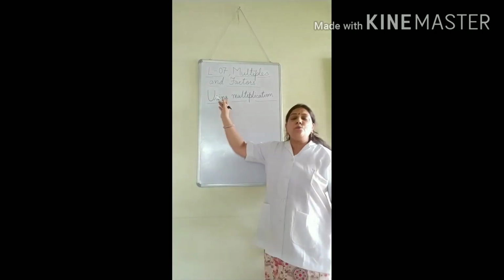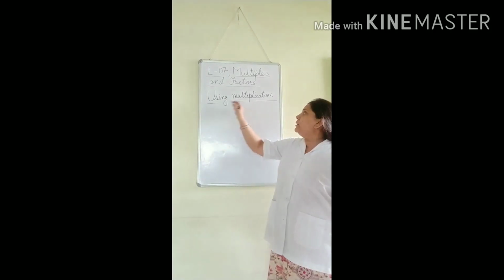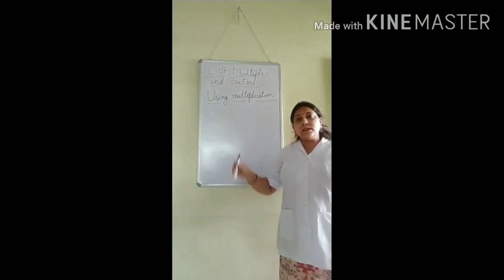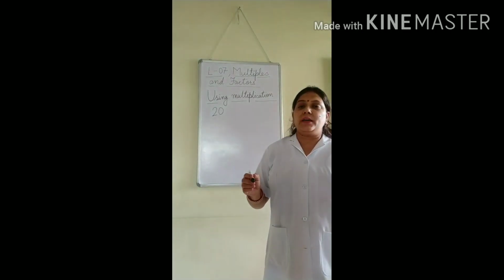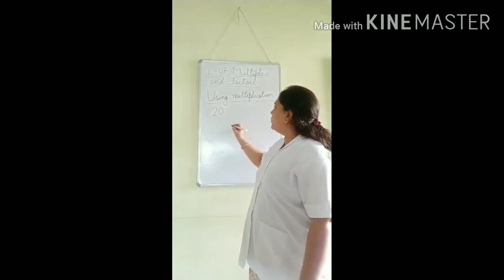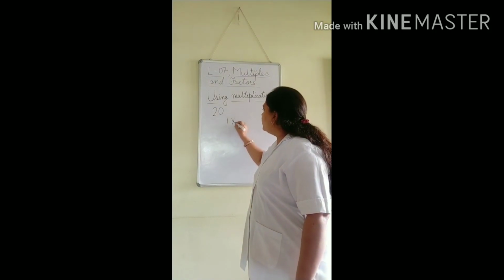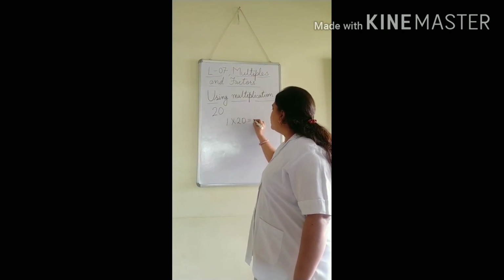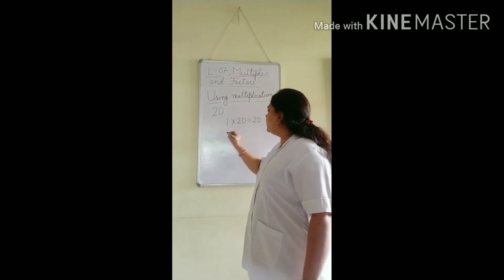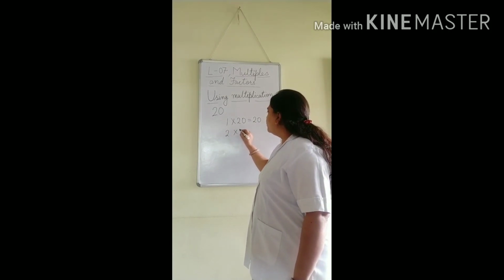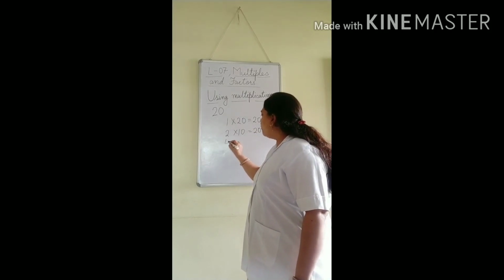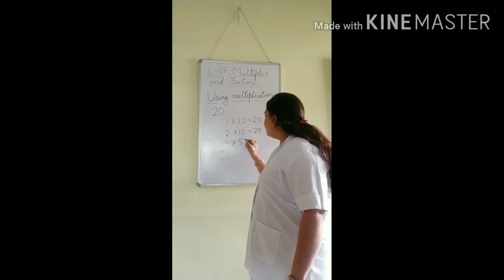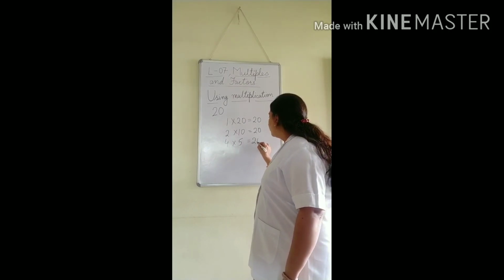Now see how we find the factors by using multiplication. Let us consider the number 20. We find the factors of it by using multiplication. The first factor pair is 1 into 20 equals 20. Now the second one is 2 into 10 equals 20. Now 4 into 5 equals 20.